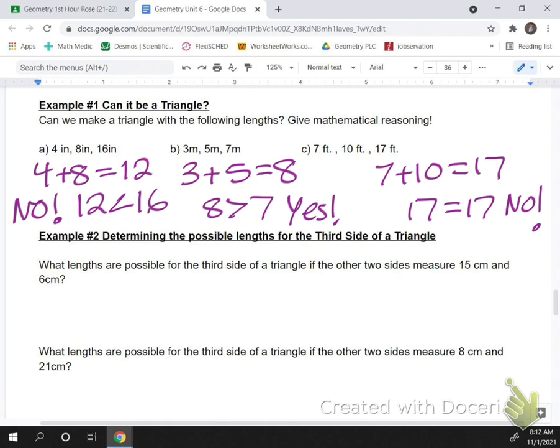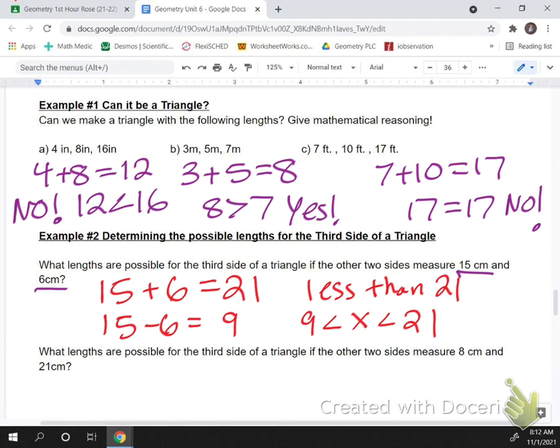This is example 1. We're just looking at basic lengths. You don't have to draw a picture. If you'd want to draw a picture, you could. But we're just using that basic observation that we saw in investigation 1. Example 2. Let's determine the possible lengths for a third side of a triangle. What lengths are possible for the third side if the other 2 sides measure 15 and 6? I want you to turn and talk with your team. How will we answer this question? What should we do?